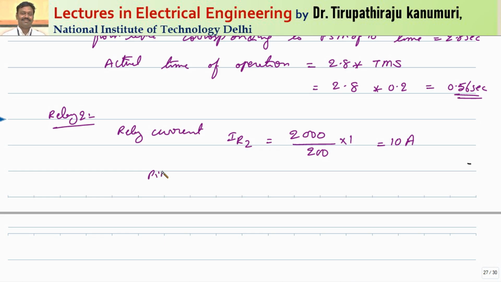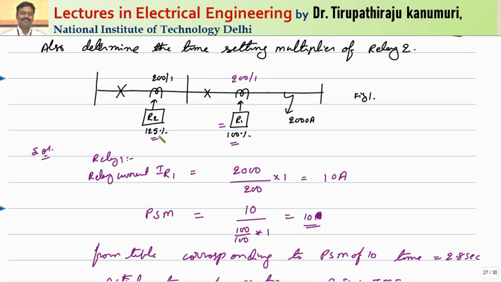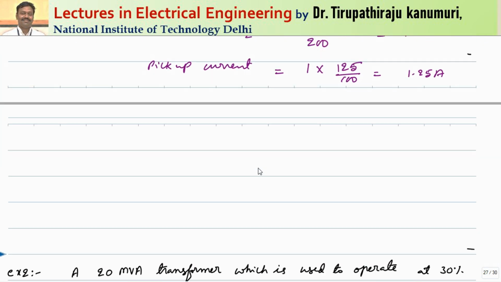Now the pickup current. The pickup current will be equal to the CT secondary side current multiplied by the current setting of this particular relay. The current setting is given as 125%, so this is 125 divided by 100, which equals 1.25 amperes. You may get a doubt here, so let me go back to the diagram. It is already mentioned here as 125%, so you multiply 1 by 1.25. That gives the value. So the pickup current came as 1.25 amperes.